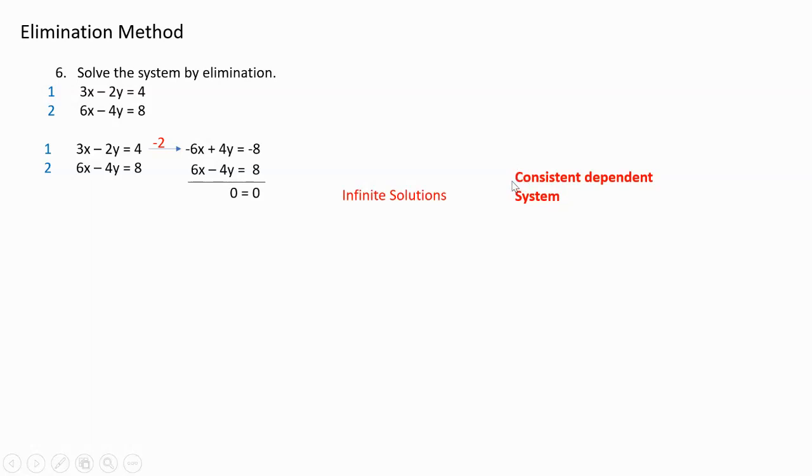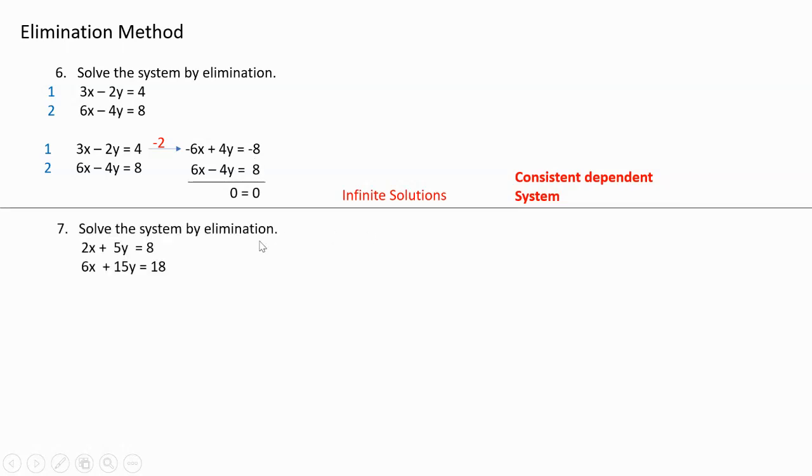This notation here, mostly they use it in Pre-Calc 1, which is Math 13-14. Consistent dependent means that this is consistent because you have a solution, and the y depends on the x. I mean, the x depends on the y and vice versa. That's what it's called, consistent dependent.